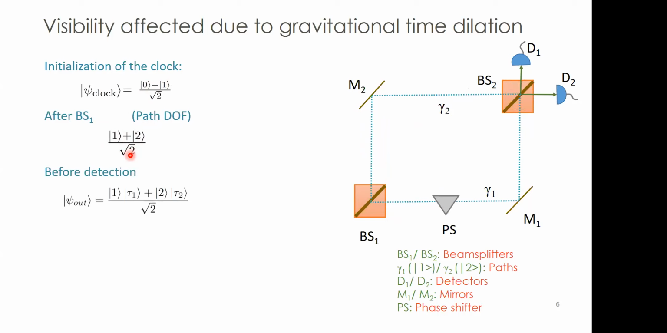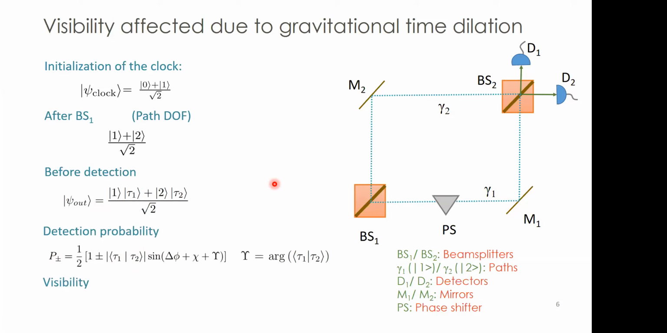Just before detection, one can write the state of the complete system as an entangled state between the path degree of freedom, here given by 1 and 2, and the time evolved states of the clock as it traverses paths gamma 1 and gamma 2 respectively. So there is an entangled state between the path degree of freedom and the internal degree of freedom here. If we calculate the detection probabilities on detectors D1 and D2, we get this sort of expression, which depends on the absolute value of the inner product between the time evolved states tau 1 and tau 2. Tau 1, for example, corresponds to the path gamma 1, and tau 2 to the path gamma 2.